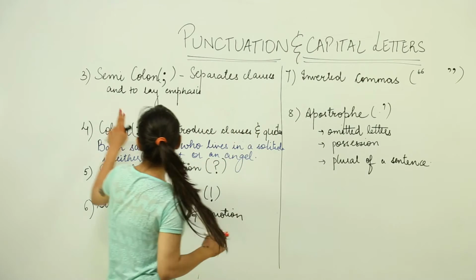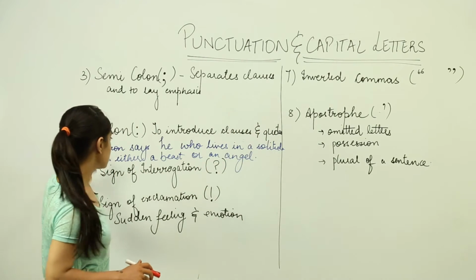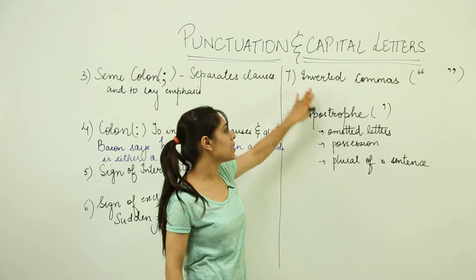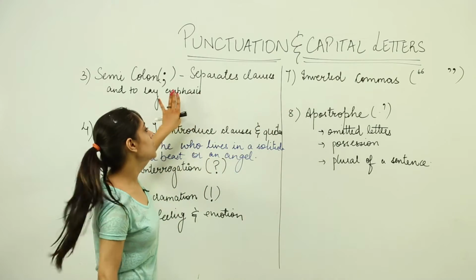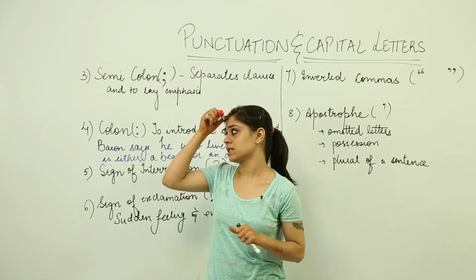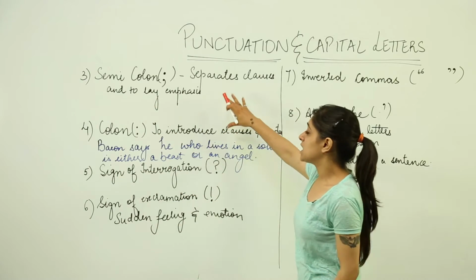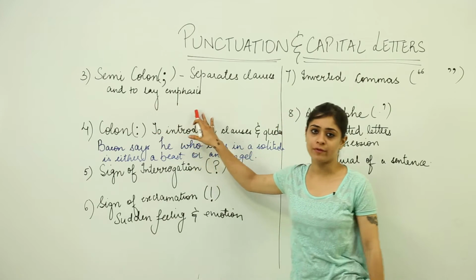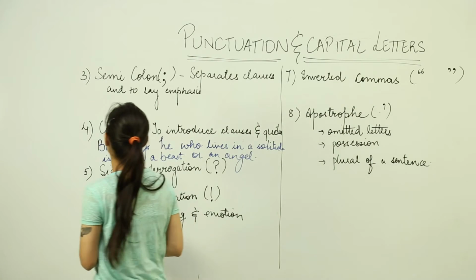Now, learning semicolon, colon, sign of interrogation, sign of exclamation, inverted commas and apostrophe. We'll try and understand how we use these punctuation marks in sentences. Semicolon. It is generally used to separate clauses and to lay a lot of emphasis. Let's understand this with the help of an example.